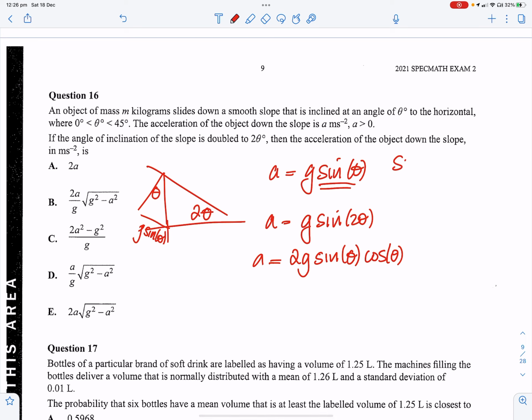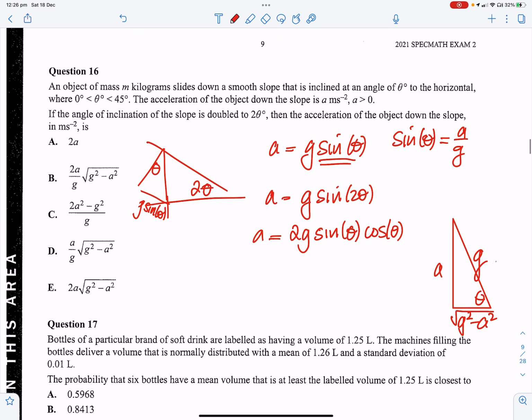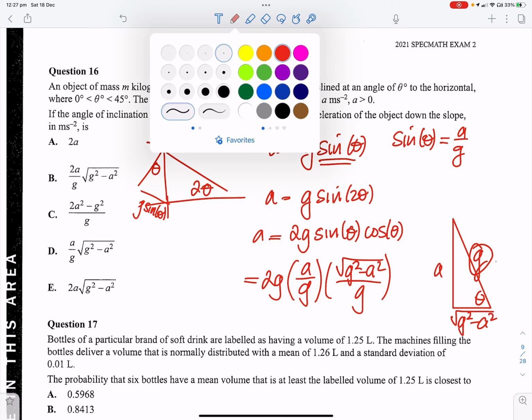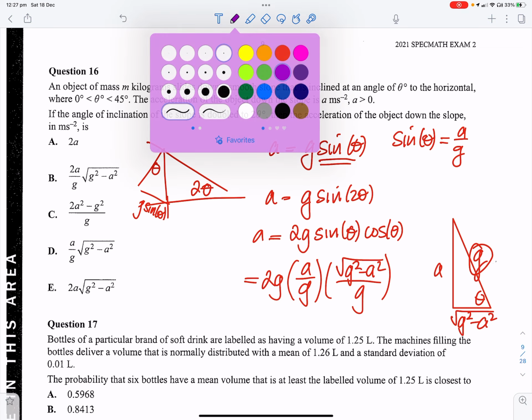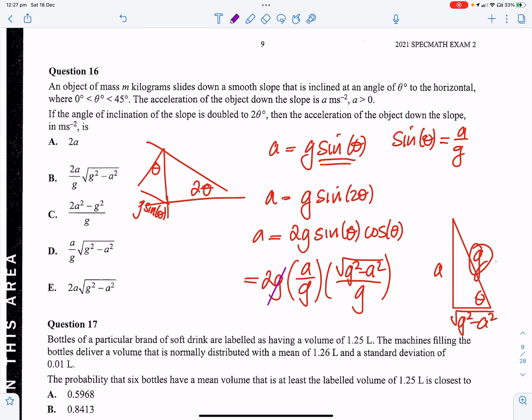We know what sine theta is. Sine theta is A over g. If we draw a triangle, theta, A, g, that side's going to be g squared minus a squared using Pythagoras. So we get 2g sine of theta, a over g, cos of theta, which is root g squared minus a squared, over g. Let's see what cancels here. That g, that g.